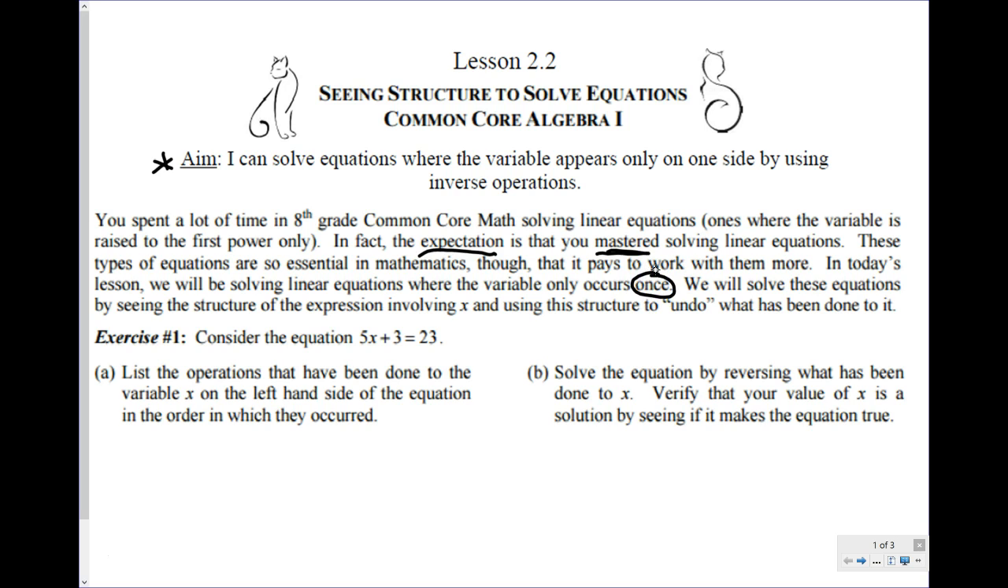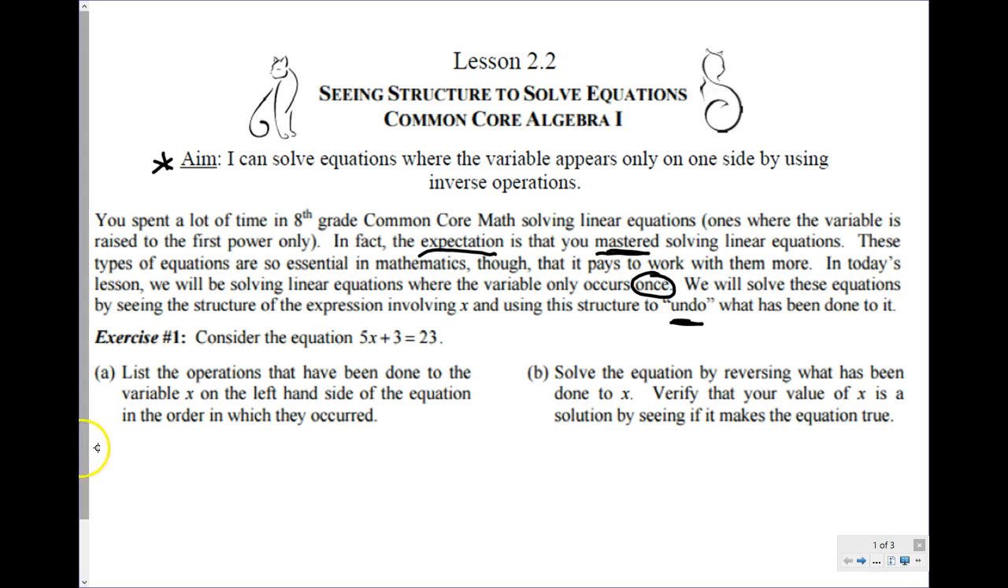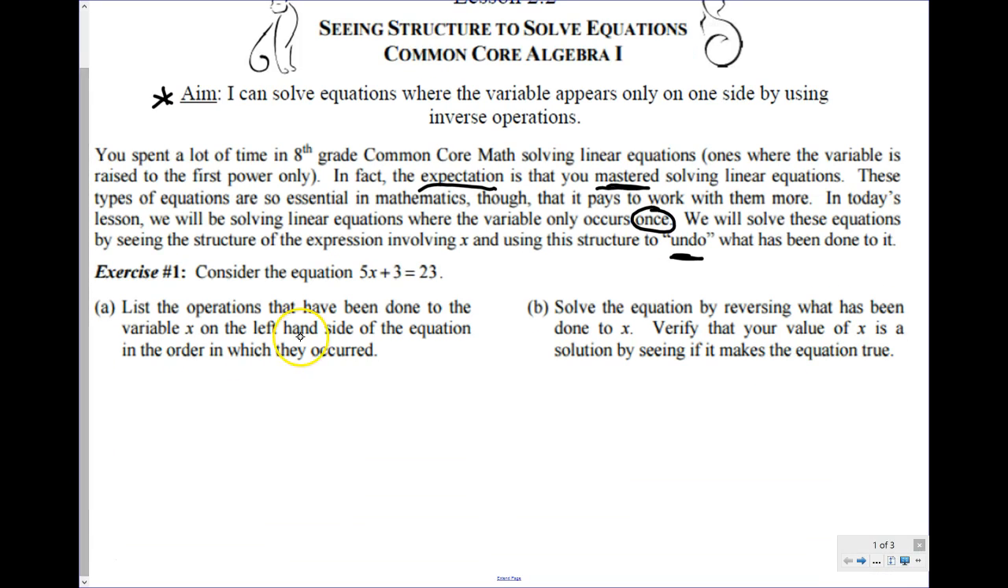Okay? We will solve these equations by seeing the structure of the expression involving x and using this structure to undo what has been done to it. So I'm sure this is something you've heard before, undoing an equation using inverse operations. So let's review. Exercise 1. Consider the equation 5x + 3 = 23. Letter A says, list the operations that have been done to the variable x on the left-hand side of the equation in the order in which they occurred.